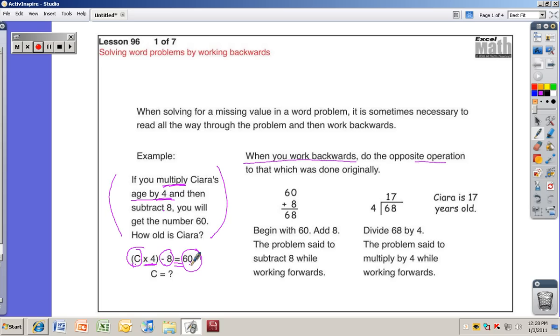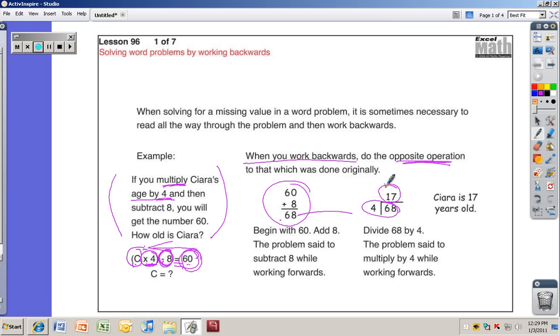Then to solve the problem, you're going to use the opposite operation and you're going to go backwards through this. So you're going to do 60, and instead of subtracting 8, you're going to add 8, and then instead of multiplying by 4, you're going to divide by 4. So you can see that that's done for you right here. 60 plus 8 is 68, and then you're going to take that number, 68, and divide it by 4 instead of multiplying by 4, and you get her age of 17.